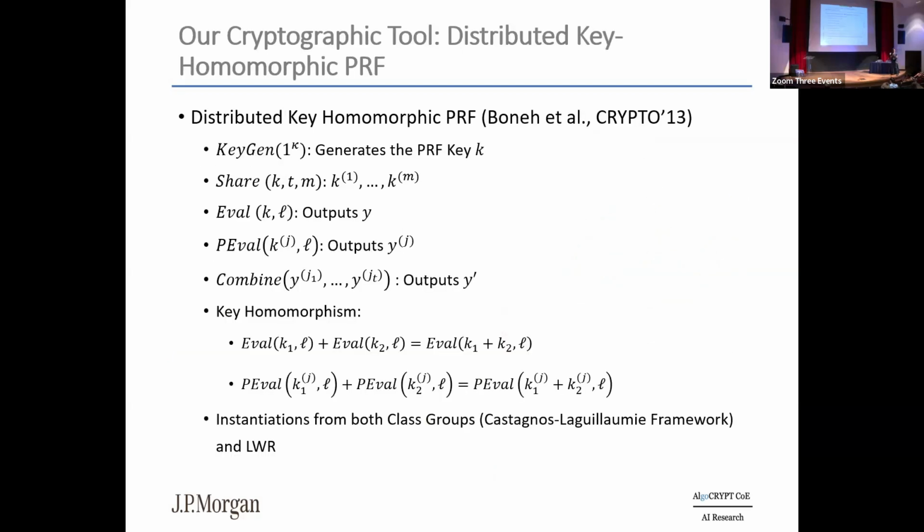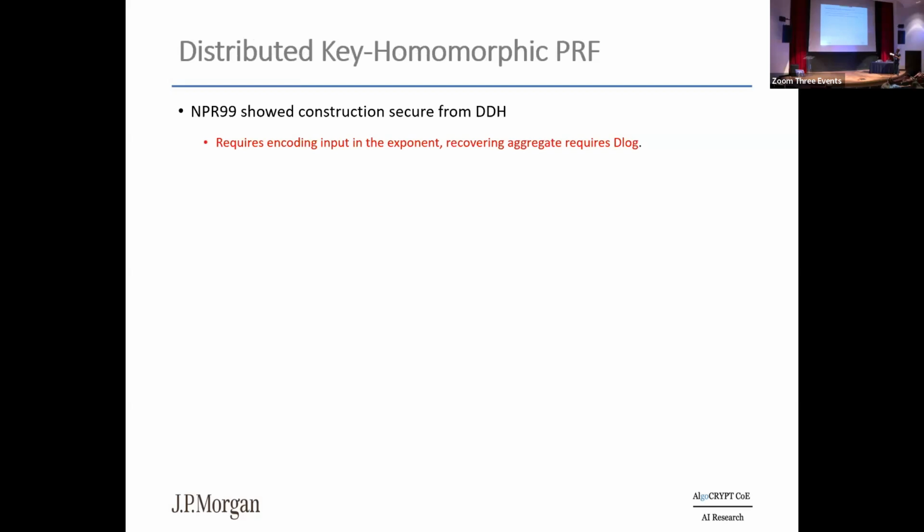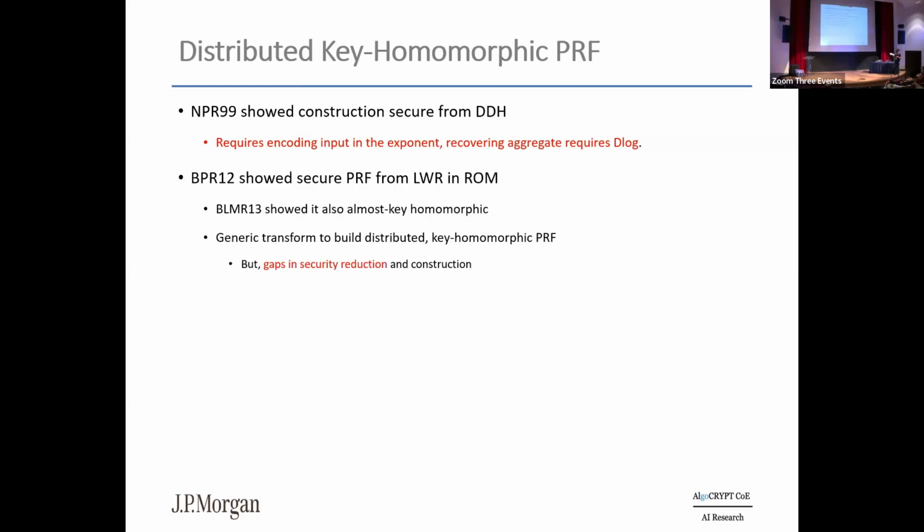And our key technical contribution here is that we build it from any distributed key homomorphic PRF, right? We give instantiations from both class groups and LWR, but we also have constructions from LWE and ring LWE in the random oracle model. And the distributed key homomorphic PRF is not something that's new. It was originally shown that there's a construction from DDH, but then you really need to encode inputs in the exponent, and then you need discrete log to recover the aggregate, which is inefficient.